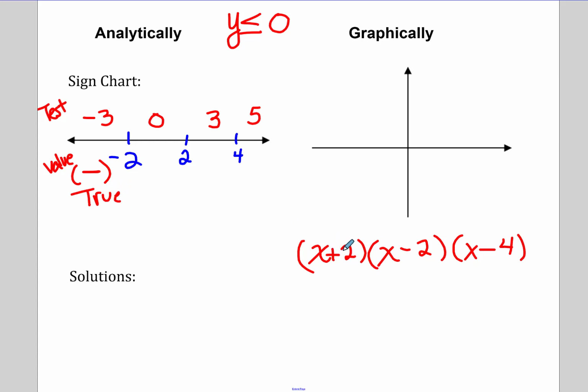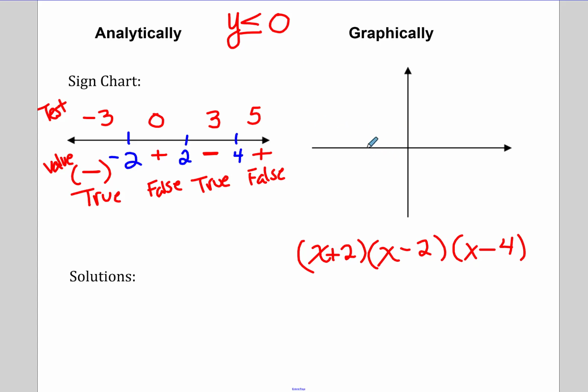If you put a 0 in each one of those factors, we get a positive y value, so this section is false. And if we substitute a 3 in here, and here, and here, we got a positive times a negative, so it's a negative y value, and this section is true. And then again, substituting 5, we get a positive, so that section is false.